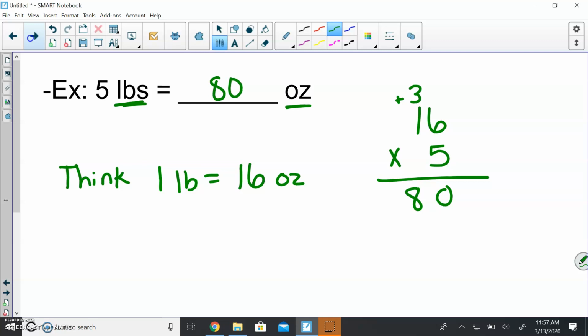Okay, this is very, very similar to the lesson that we did yesterday. The only difference is our conversions, right? Instead of talking about distance and length, we are talking about units of weight. Okay, but our process is the same.